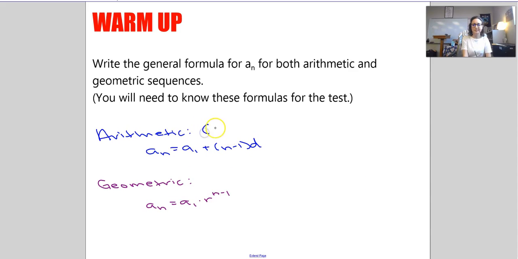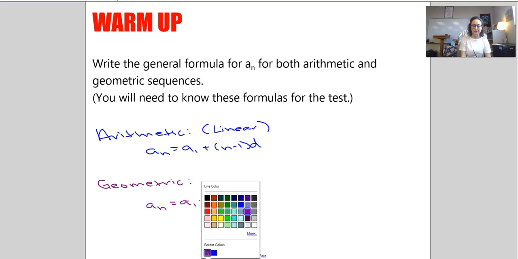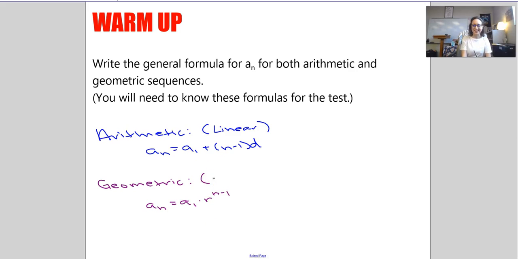Now I want you to really see these similarities to certain functions here. Arithmetic sequences are analogous to linear functions, where your common difference, your d, is like the slope of your line. That's your rate of change, right? Your rise over run. And geometric sequences are analogous to exponential functions, where your common ratio is the base of your exponential function. So we should be able to see some similarities here. We're going to talk about this more in just a bit.